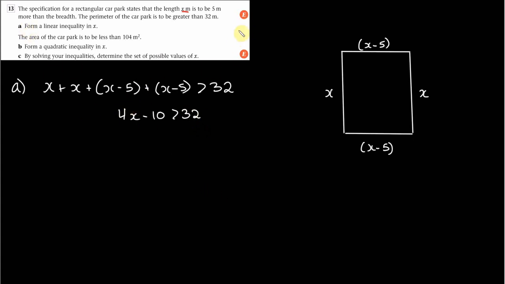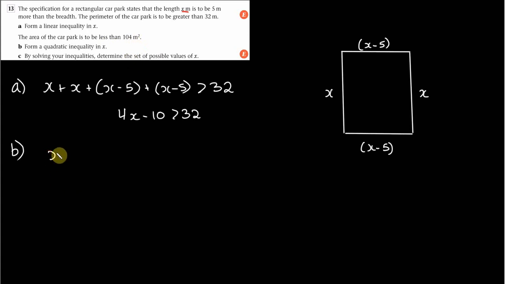I'm surprised. Part B looks like it might be easy too, actually. It states that the area of the car park is to be less than 104 meters squared. Form a quadratic inequality. Well, we know that the area is going to be length times width, right? So x times x minus 5. And we know that the area is less than 104 meters squared.